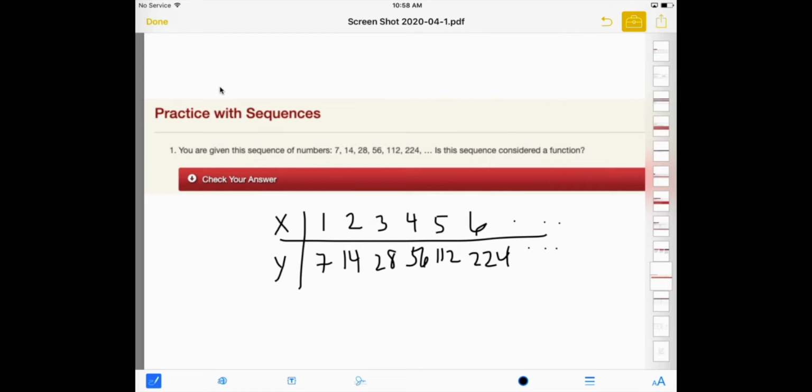It's asking us, is this sequence considered a function? We have to figure out whether it has any sort of a pattern. We also know that in order for something to be a function, we cannot have two outputs for the same input. I cannot have two different y's for the same x value. So if I try to find the pattern here, I could think, well, 7 plus 7 is 14, plus 7 is 28. That doesn't work. You'll notice that there is a pattern of multiplying by 2, so times 2, times 2, times 2.